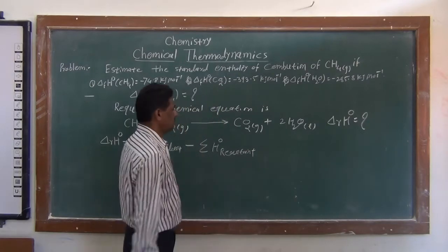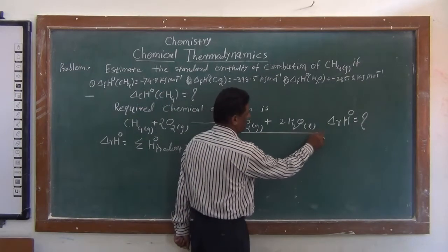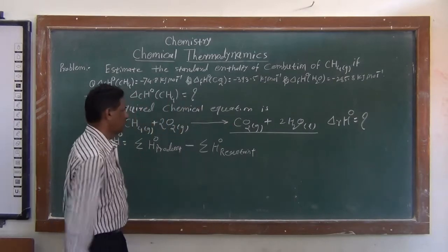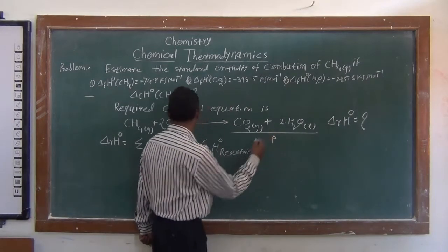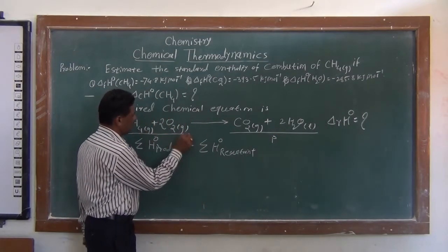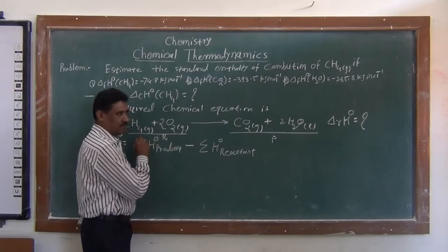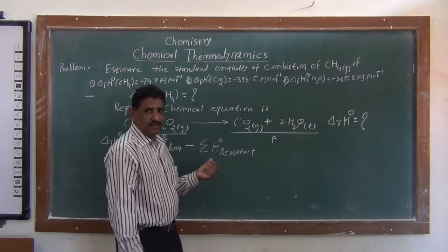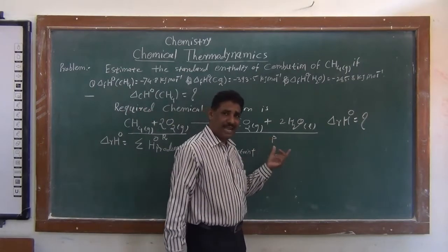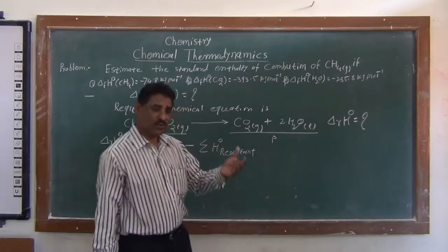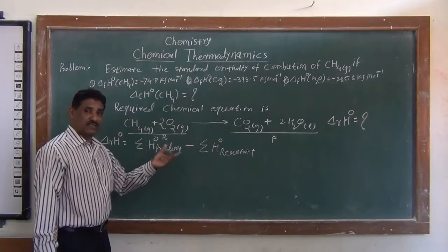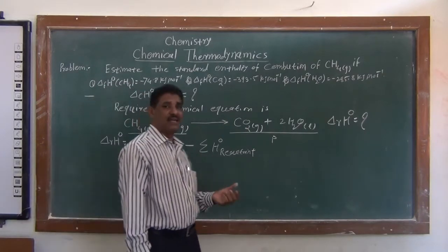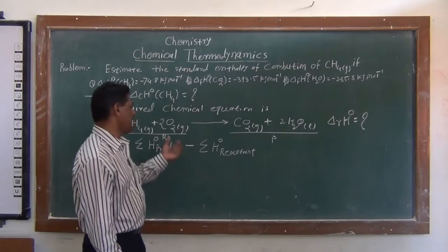Here these values are products and these values are reactants. Means the sum of standard enthalpies of products minus the sum of standard enthalpies of reactants.